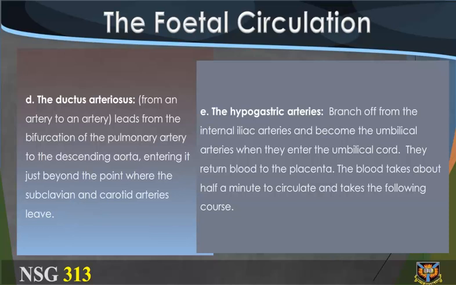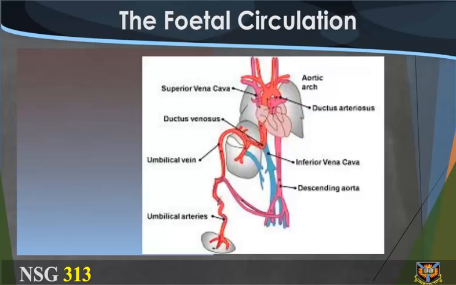The hypogastric arteries branch off from the internal iliac arteries and become the umbilical arteries when they enter the umbilical cord. They return blood to the placenta. The blood takes about half a minute to circulate and takes the following course. Diagram of the fetal circulation.